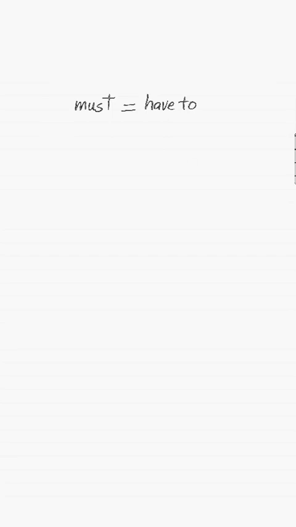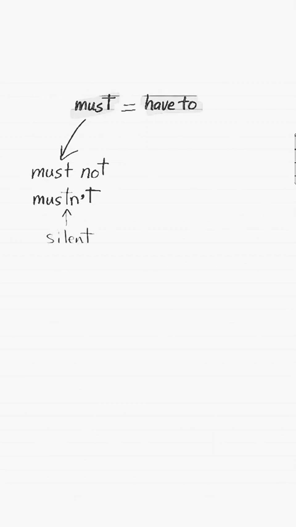But there is a big question here. This is must and have to in the positive form. What about the negative form? What's the negative of must, guys? Correct. Must not or mustn't. Repeat it. Mustn't, not mustn't. The T here is silent. Get it? And the negative form of have to is don't have to.